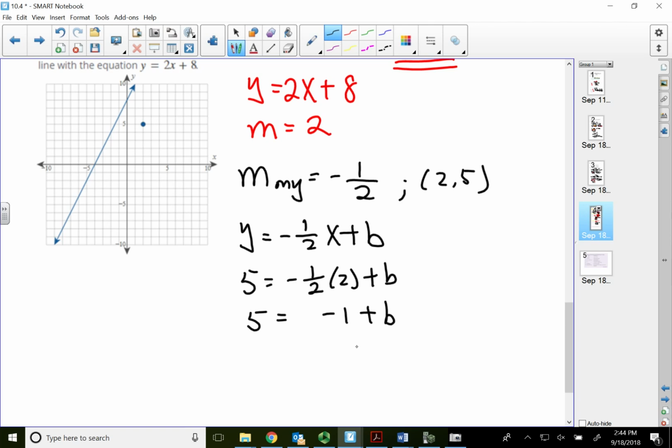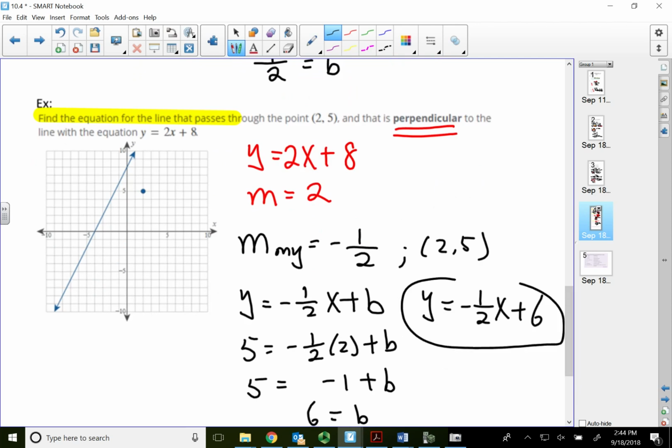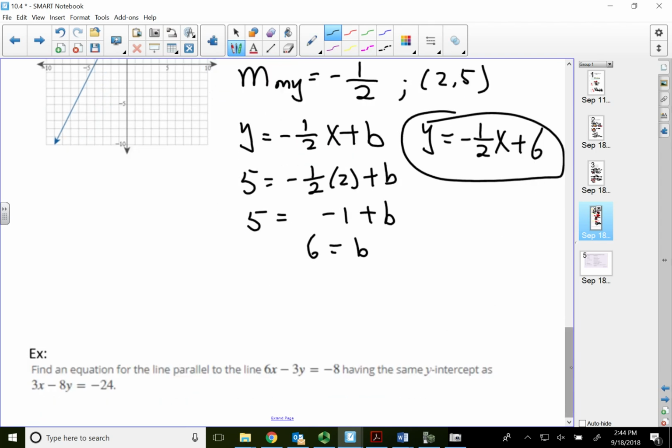Move the negative 1 over. b is equal to 6. So the equation of my line is going to be y equals negative 1/2 x plus 6. Okay, that's all it is. So we used the concept of parallel and perpendicular lines to extract the slope for my line.